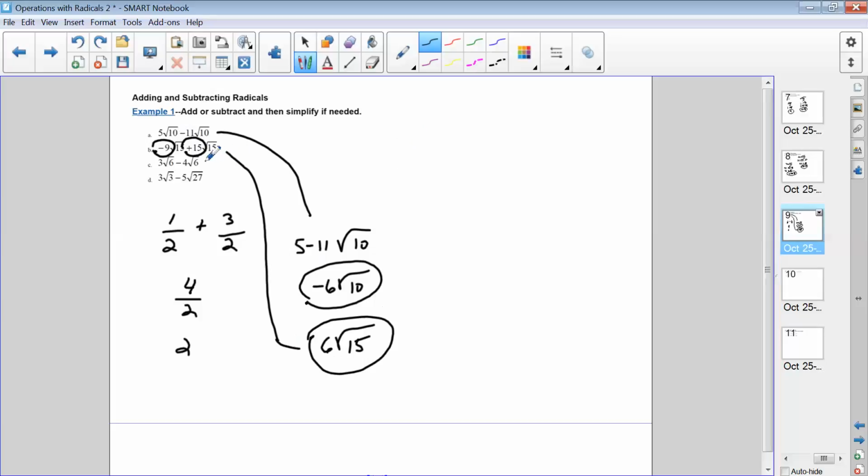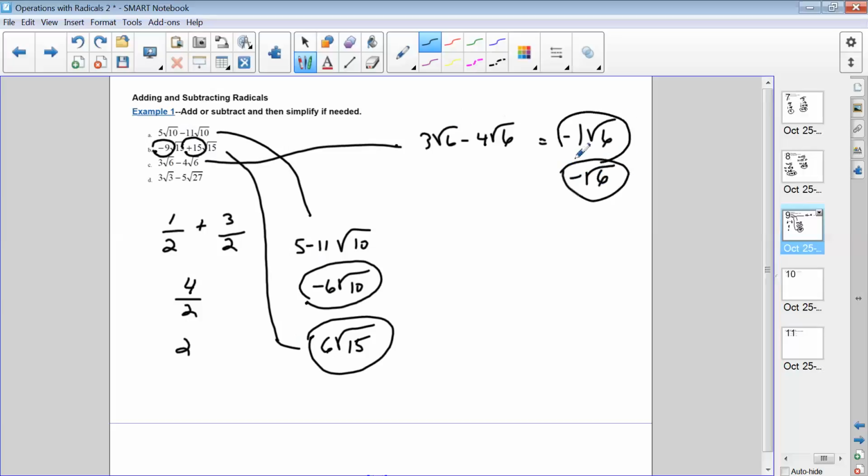So part C, I see I've got 3 times the square root of 6 minus 4 times the square root of 6, and the radicands are the same. So what's 3 take away 4? That would be negative 1 times the square root of 6, or just negative square root of 6. Either one's fine. And then finally, part D, I've got 3 times the square root of 3 minus 5 times the square root of 27.